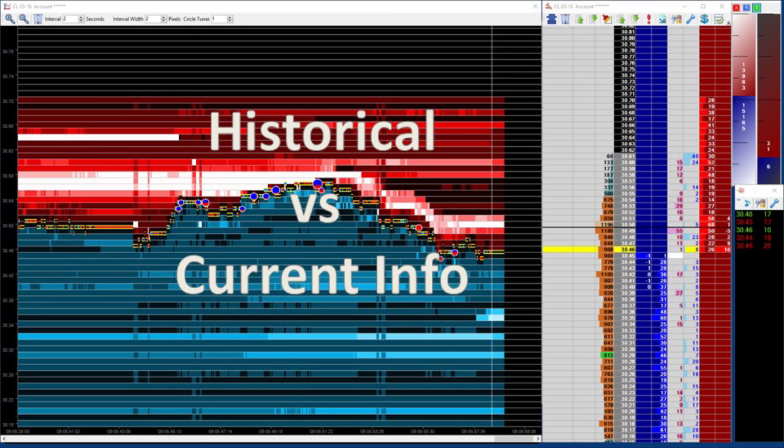Well, so where do you enter here? Well, let's remember the context. So we're in a pullback here in a move down, which is good context. But without that context, we should be sitting on our hands. So you could, for instance, enter when you see these high offers. But in my experience, that's a little hit and miss.